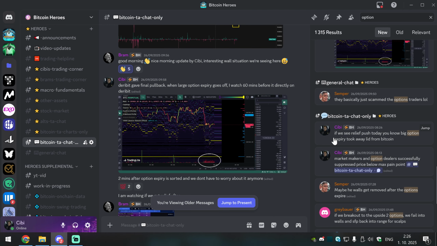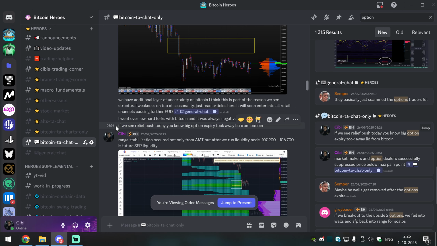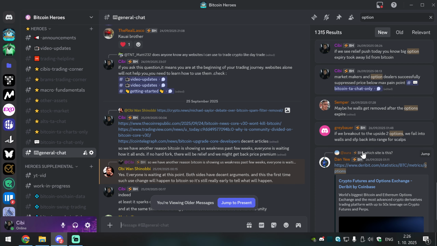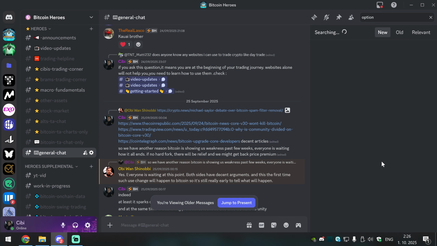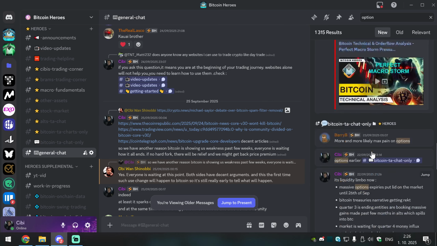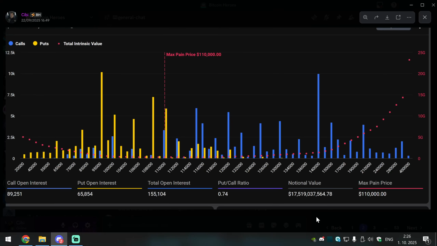Deribit, let me check. Here, yeah, that very small sentence was here. I missed it when I was just scrolling down. If we see a real push today, a big option expiry could give a lead from Bitcoin. Yes, it was a bit of an older post. Here it is. So 17 billion option expiry, and max pain was 110k. So many option dealers and market makers had the incentive to push Bitcoin below 110k before the option expires, and that was the 26th of September on the Friday.